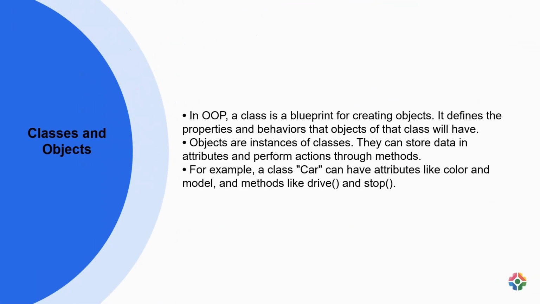A class in object-oriented programming, OOP, serves as a template for the creation of objects with specific attributes and behaviors. Objects, in turn, are instances of classes that encapsulate data in attributes and carry out actions via methods. To illustrate, consider a class car, which could possess attributes such as color and model, along with methods like drive and stop. This structured approach enables the modeling of real-world entities, like different cars with unique characteristics, through the concept of classes and objects in OOP.